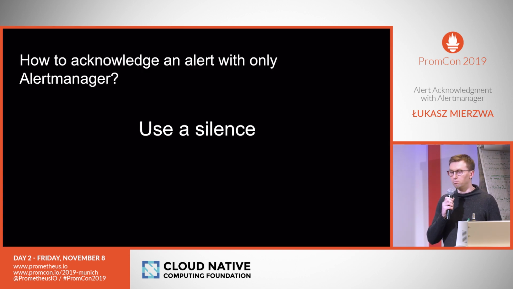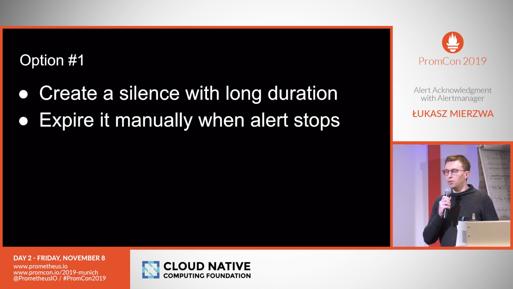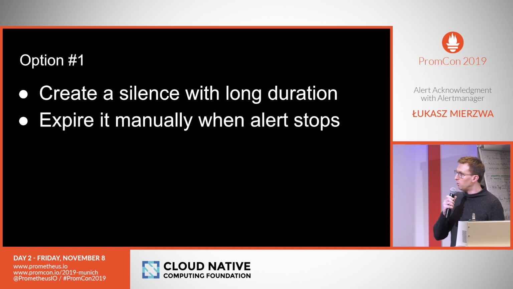The usual advice for that was to just use a silence, which is fair advice, but the problem is that silences are something you need to add manually, and then you need to ensure that they are removed when the silence is no longer needed. So to manage alerts and have some way of auto-expiring a silence once the alert is gone, so that you don't need to remove it manually, I considered two options.